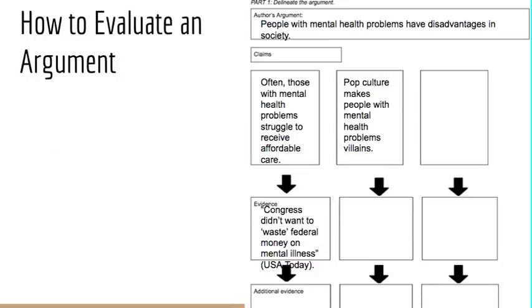So here's an example. Let's pretend that we're breaking apart an argument and the author's stance is that people with mental health problems have disadvantages in society. Take a second to read over what I might have found in this argument.